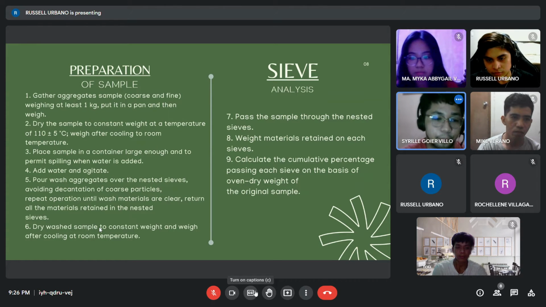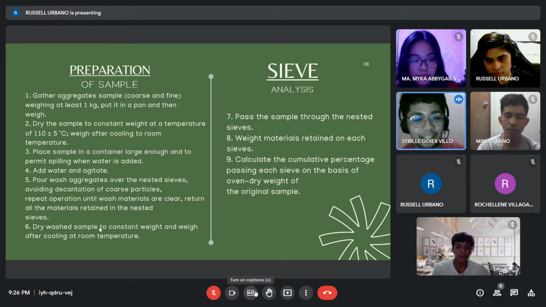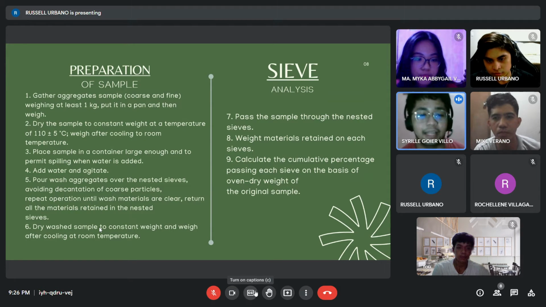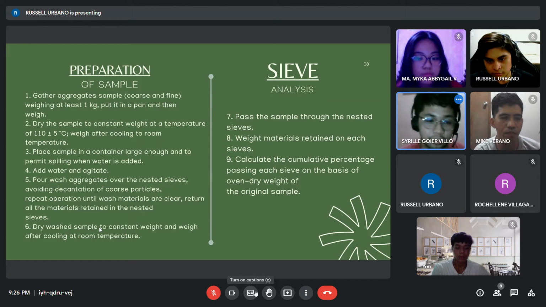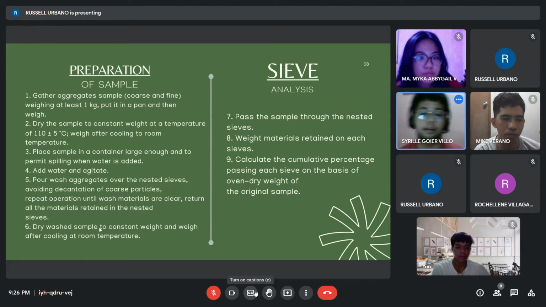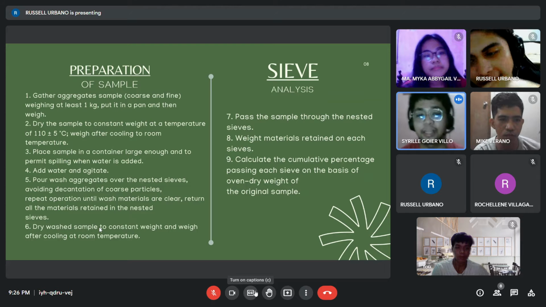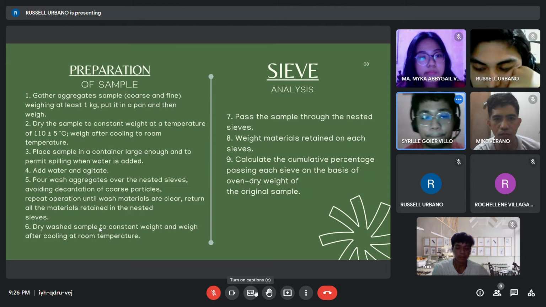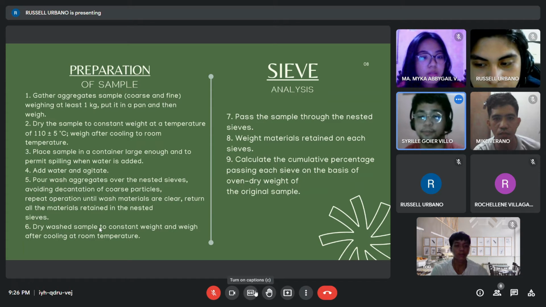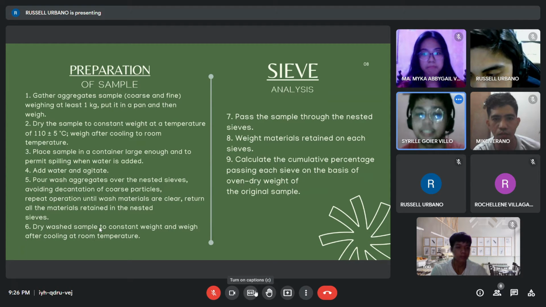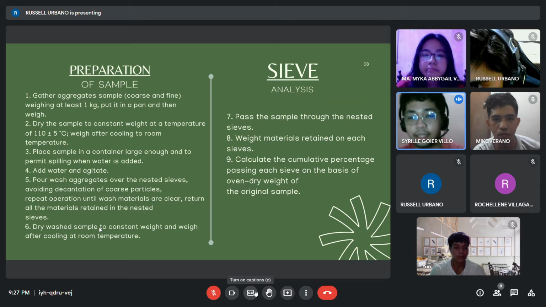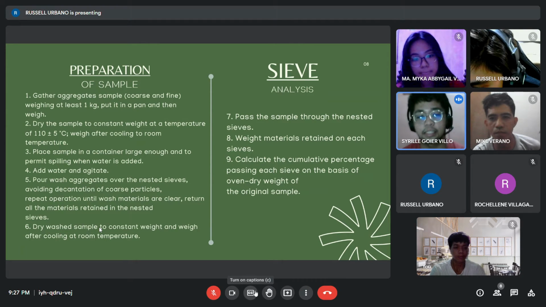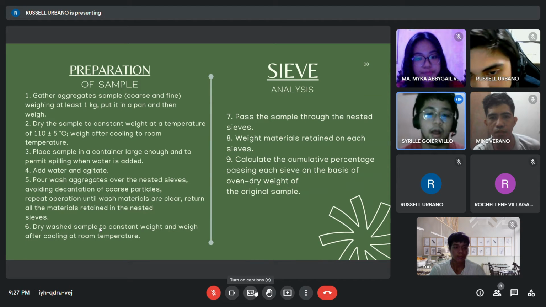Fifth, pour the wash aggregates over the nested sieves, avoiding decantation of coarse particles. Repeat the operation until the wash materials are clear. Return all the materials retained in the nested sieves. And last, dry the washed sample to constant weight and weigh after cooling at room temperature. For sieve analysis, pass the sample through the nested sieves and weigh the materials retained on each sieve. And last, calculate the cumulative percentage passing each sieve on the basis of oven dry weight of the original sample.